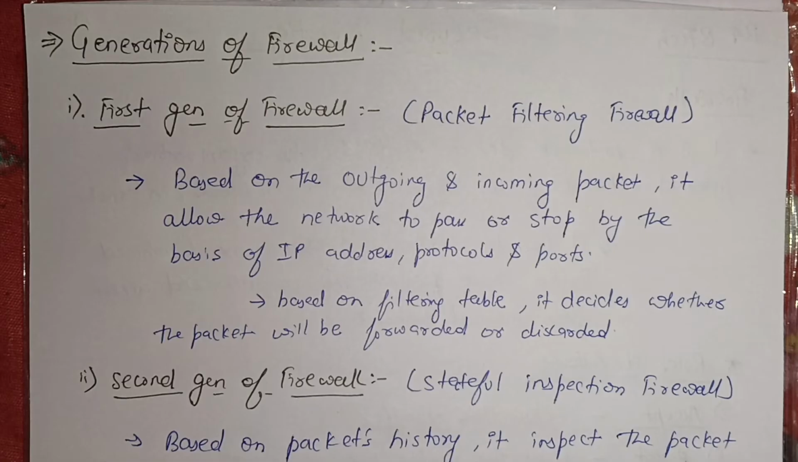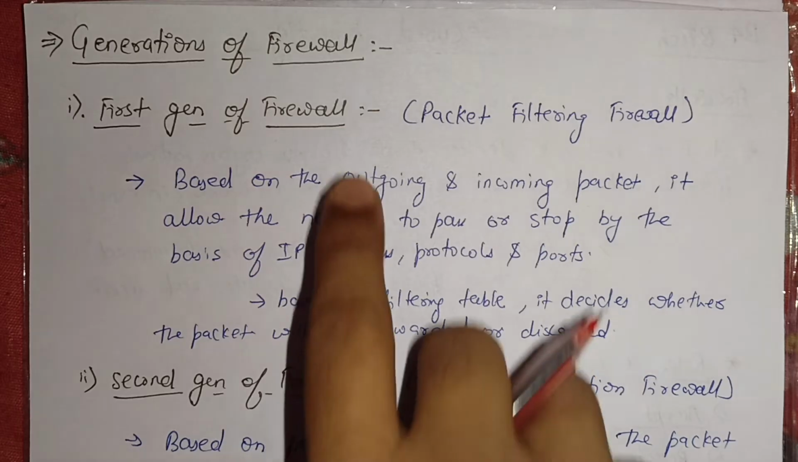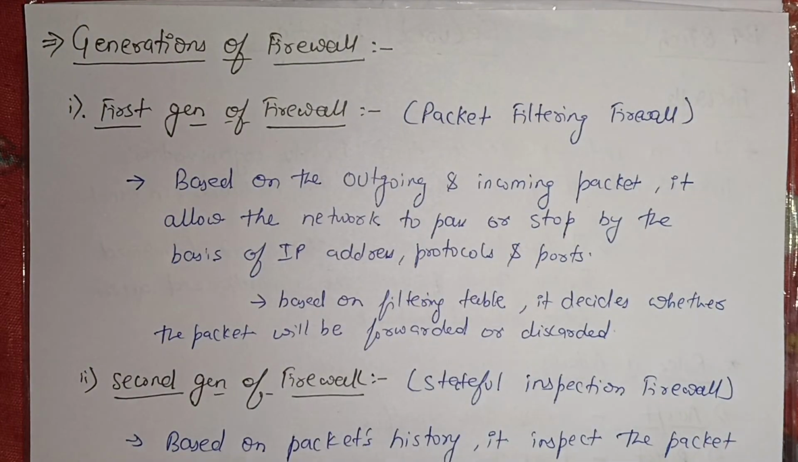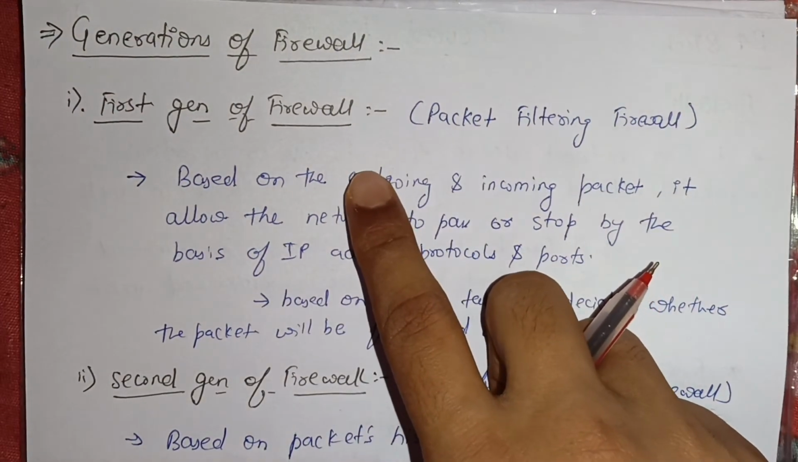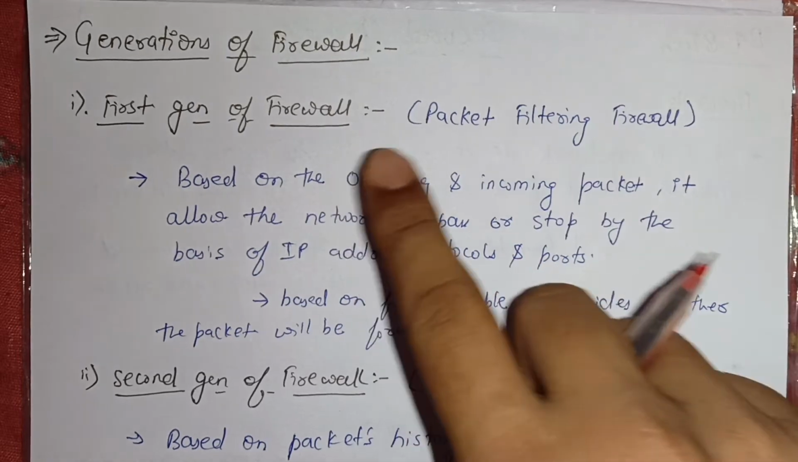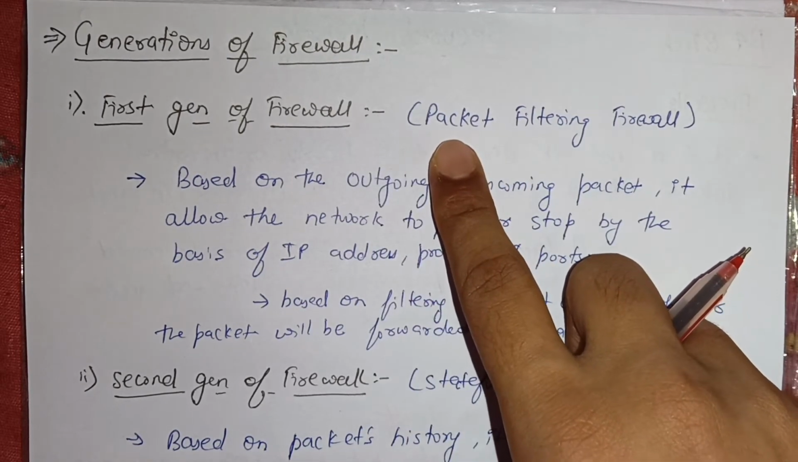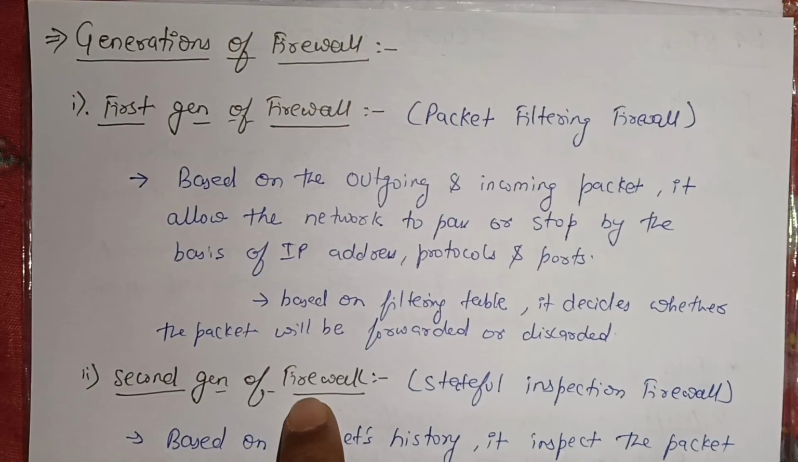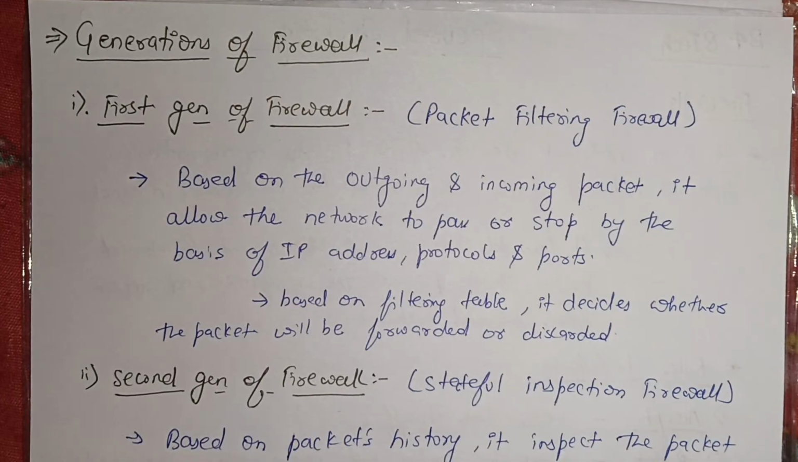Now we will talk about the generations of firewall. There are mainly four generations of firewall. First generation of firewall, second generation of firewall, third generation of firewall, and last one is next generation of firewall. So first we will talk about the first generation of firewall. It is basically a packet filtering firewall. That is, based on the outgoing and incoming packets, it allows the network traffic to pass or stops it on the basis of IP address, protocols and ports.